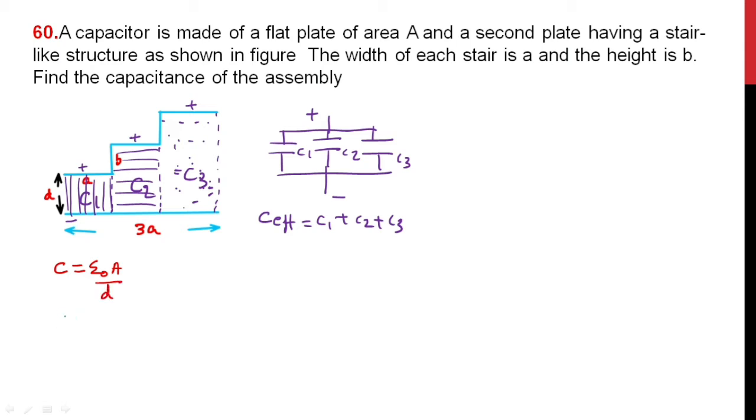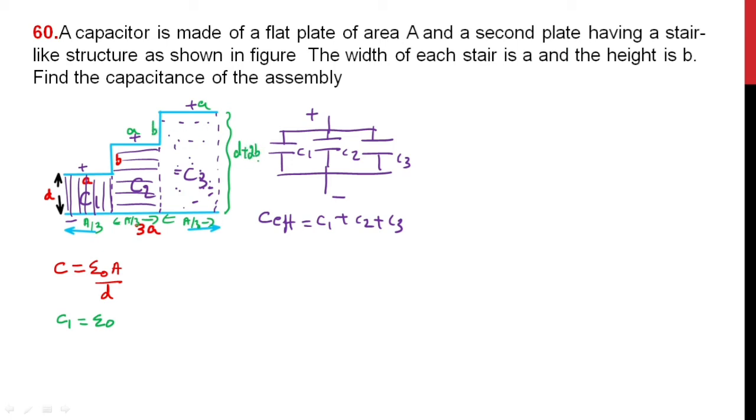Each capacitance C1 is equal to epsilon 0 times the area. If the area we have taken as capital A, the area of the first capacitor becomes A by 3. This width is A, this width is also A, so the area of each one is A by 3. This distance is D, for the second capacitor it is B plus D, and for the third capacitor the distance is D plus 2B, because this is also B.